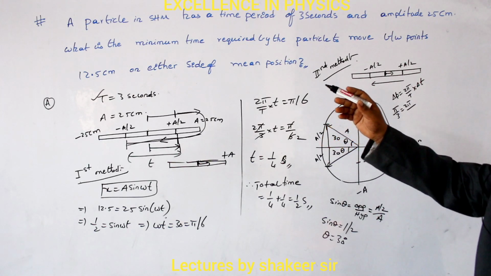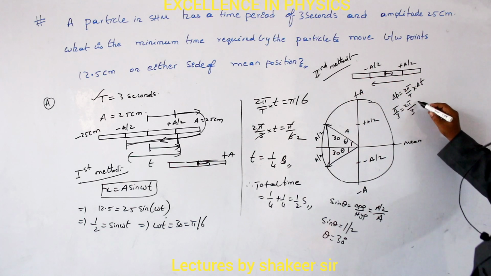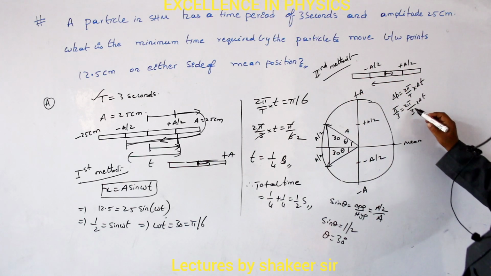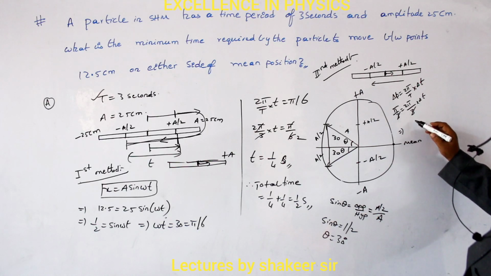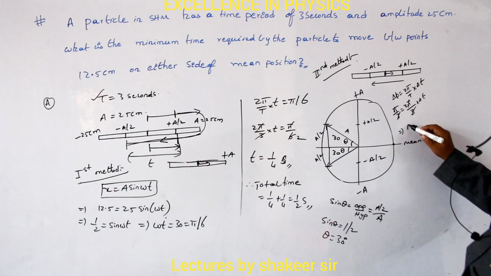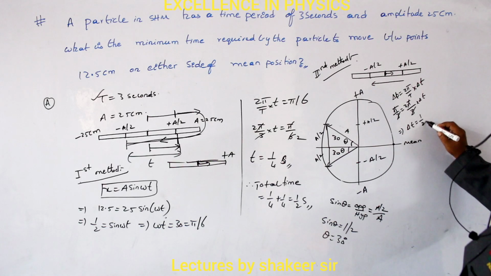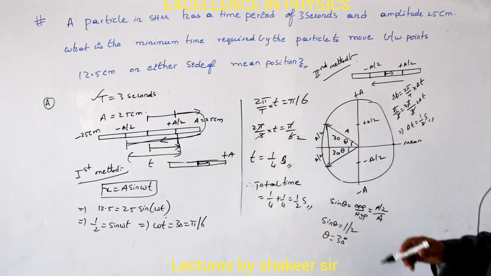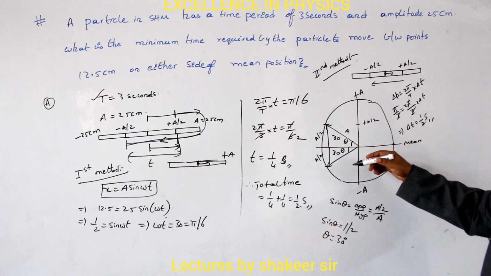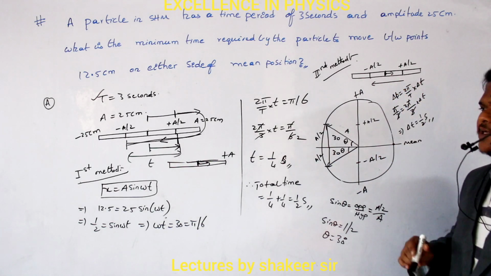And what is the total time he gave? 3 seconds. So 3 into delta T. Clear? So 3 and 3 get cancelled. So therefore, what can I write? Pi and pi get cancelled. So delta T is equal to half second. Okay, so that was the same result which we got previously. Clear? So by comparing SHM with circular motion, very easily we can do this calculation.